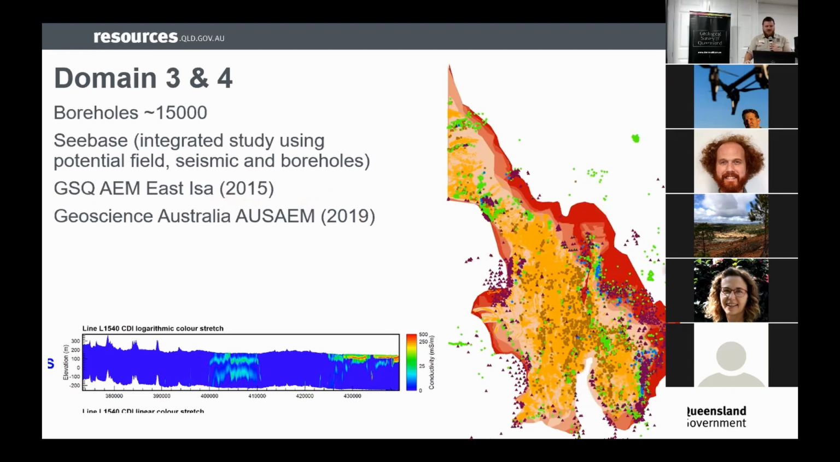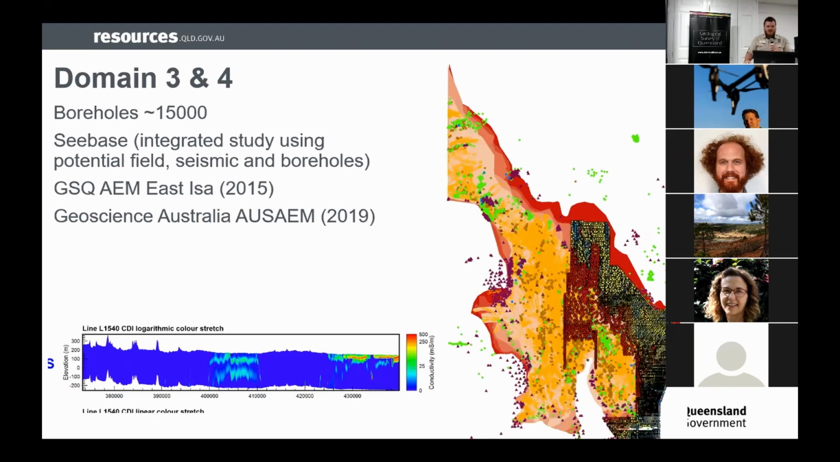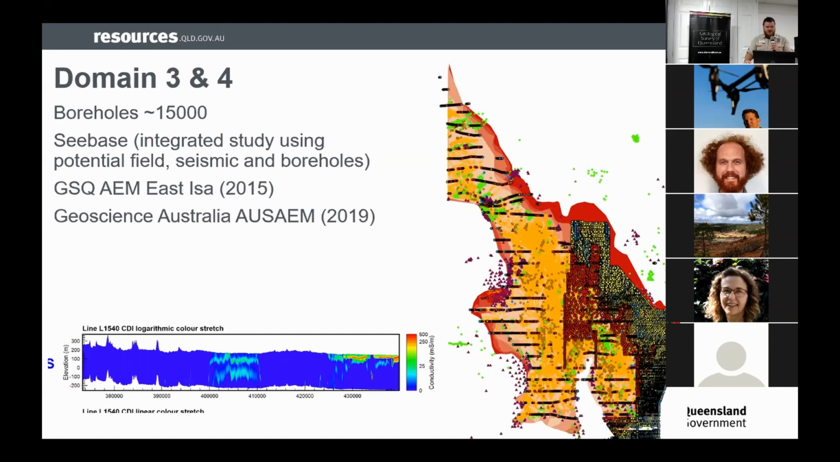So we used the East Isa AEM and the Oz AEM from Geoscience Australia to constrain the geology and the depth of cover where we didn't have any points. So it enabled us to draw a more accurate representation of the depth of cover. Those are the points that I picked out of the East Isa AEM. That's the Oz AEM stuff. In some places where we didn't have good coverage, we also compared it to the sea-based model that FrogTech generated so that we have a better idea of what's going on.